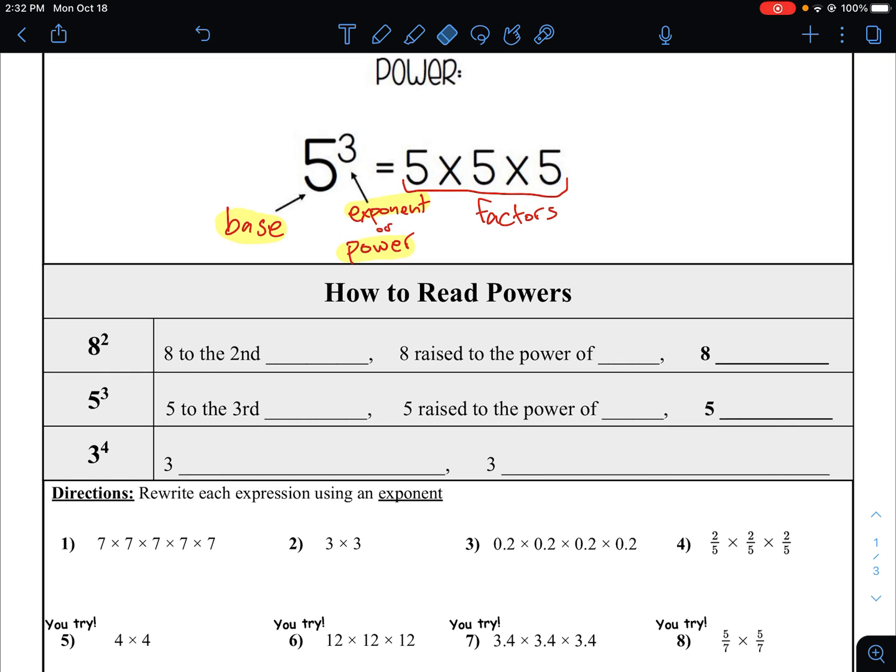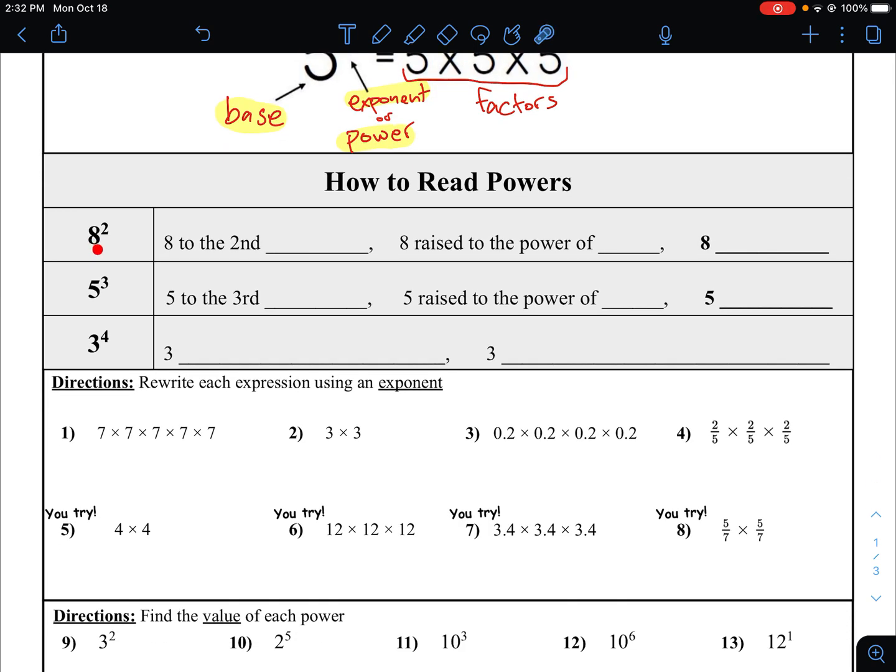So that is what an exponent is. It's like an operation. So how do we read powers? There are a couple of different ways to read this. Some people will say this is 8 to the second power, or they'll say this is 8 raised to the power of 2. I'm going to get to the third term afterward, but let's do the next one. 5 with the little 3, that's called 5 to the third power, or 5 raised to the power of 3. And finally, 3 with the little 4, that is called 3 to the fourth power.